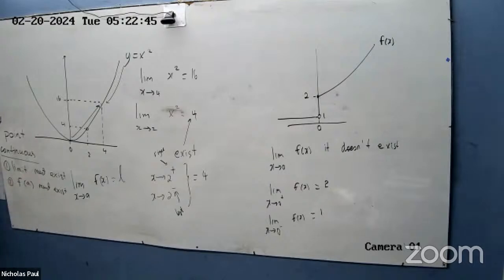And third thing, the two of them must exist and must be equal. So the limit as x approaches A must be equal to F of A. Both of them must be equal.